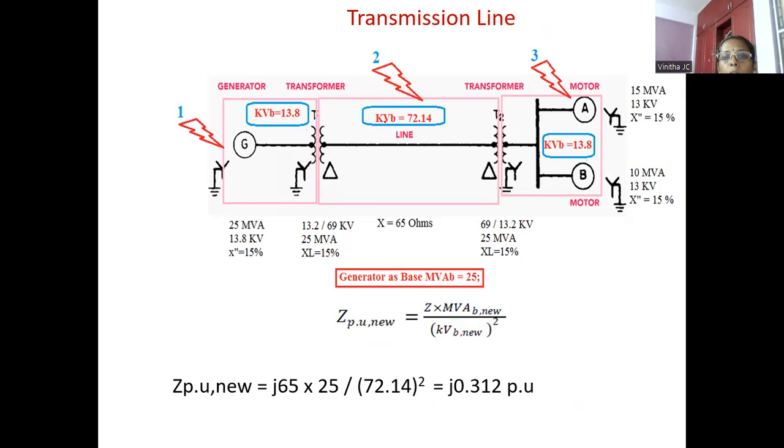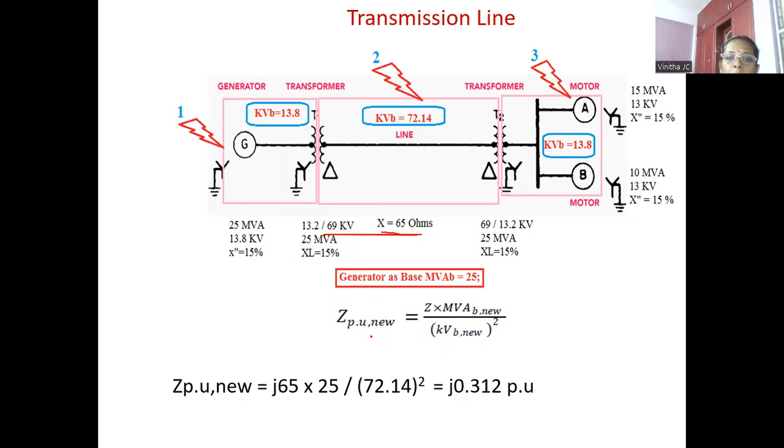So in order to calculate the per unit reactance of the transmission line, we have to check whether the impedance value, old value, is given in per unit or in ohms. For the transmission line, which is given in terms of ohms, what is the formula we need to apply? Z per unit new is equal to Z actual divided by Z base. Z base is equal to KVB new, the whole square, divided by MVAB new. So we will be getting this formula.